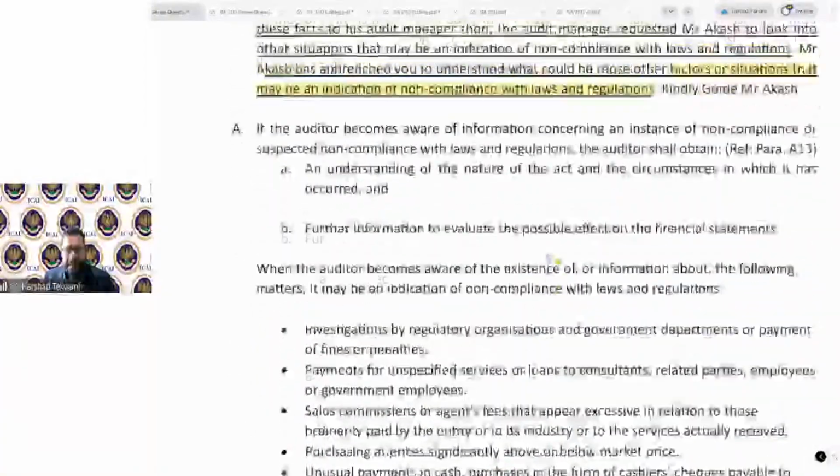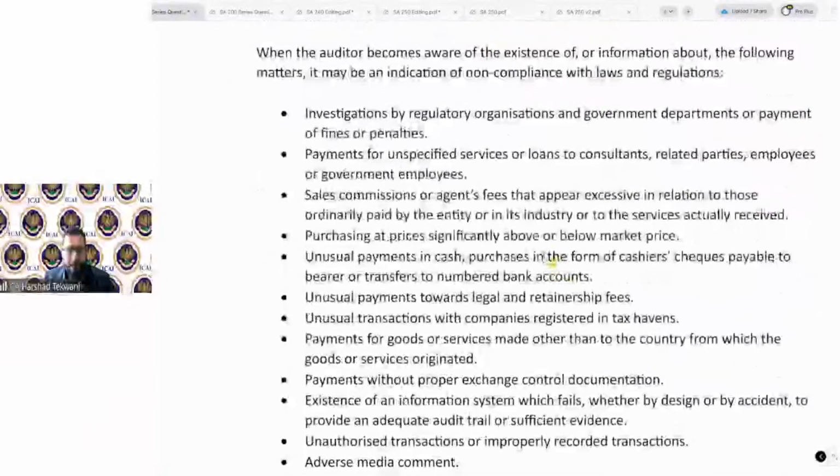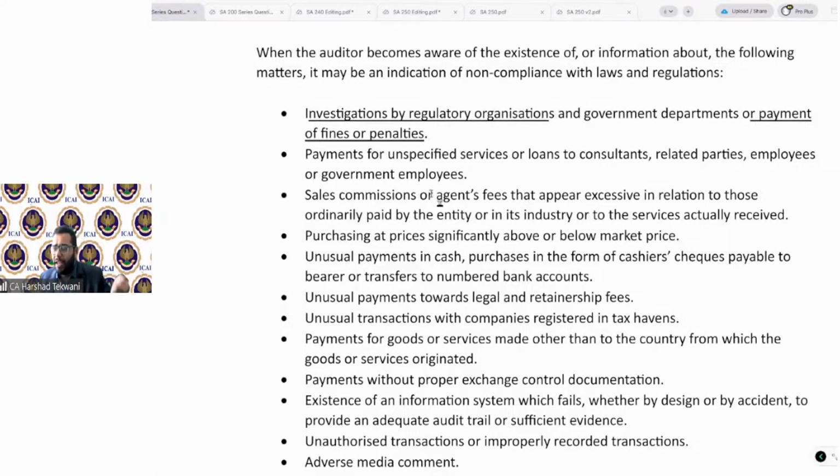So, certain examples which could lead to understanding situations of non-compliance. For example, investigation by regulatory organizations, which could raise a suspicion about why the investigation is going on. Payment of fines or penalties. If you see payment of fines or penalties in your profit and loss account, then why were the penalties paid? Why were the fines paid? It means there could be some non-compliance. Payment of unspecified services or loans to consultant, related party, government employees.